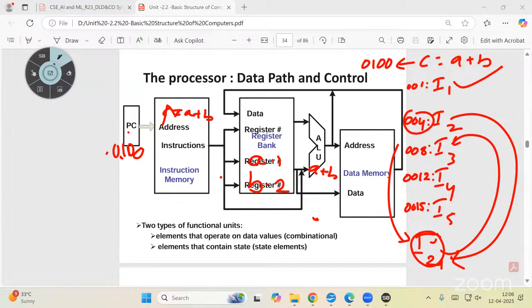Now that can be stored here. C is equal to, here, the added data can be placed in the variable C. So that is the flow of a simple instruction, C is equal to A plus B.